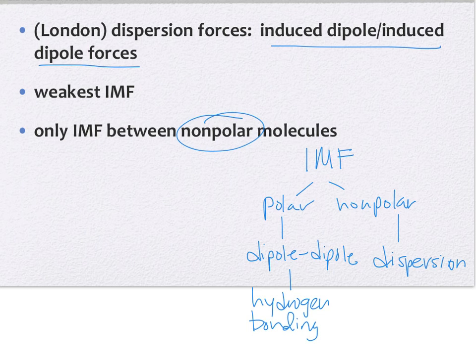So when we're talking about intermolecular forces, we can talk about forces of attraction between polar molecules, those that have permanent dipoles, and nonpolar molecules, those that do not. I will talk about the induced dipole forces in the next slide. But for polar molecules, the type of intermolecular force is dipole-dipole, with hydrogen bonding being a specific kind of dipole-dipole force. For nonpolar molecules, the only type of intermolecular force that they experience are dispersion forces.